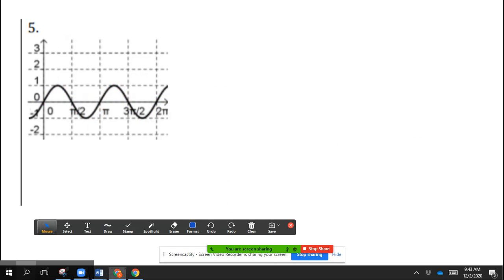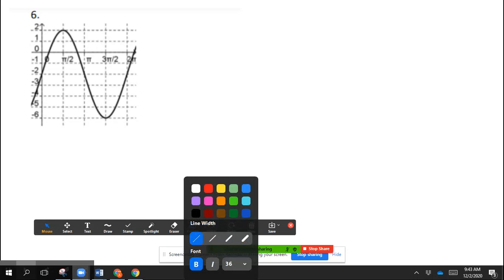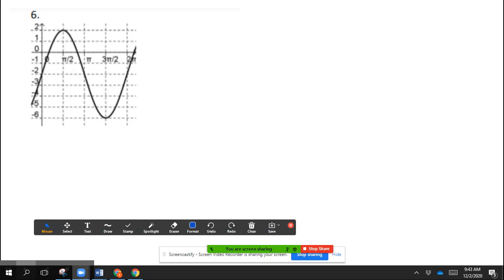Okay, let's do a few more. All right, finally, a different midline here. Okay, so I see that it reaches as high as +2 and as low as -6, right? And I know that the amplitude has to be equidistant from the midline. So my midline for this function is going to be at y equals -2.